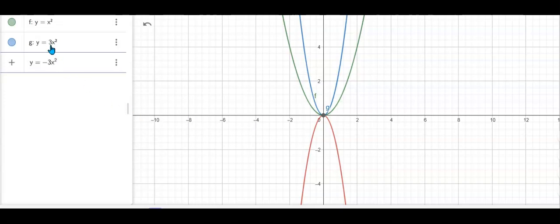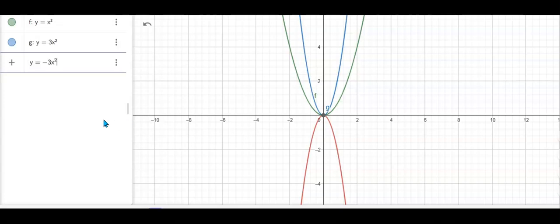And then you need to look at this a. A here is 3. A is greater than 1. It gives you a vertical stretch. And the negative gives you a reflection over the x-axis. So, 2 transformations happened. Let's look at one more.